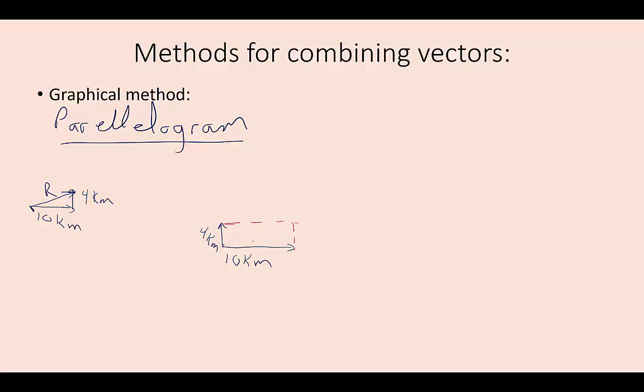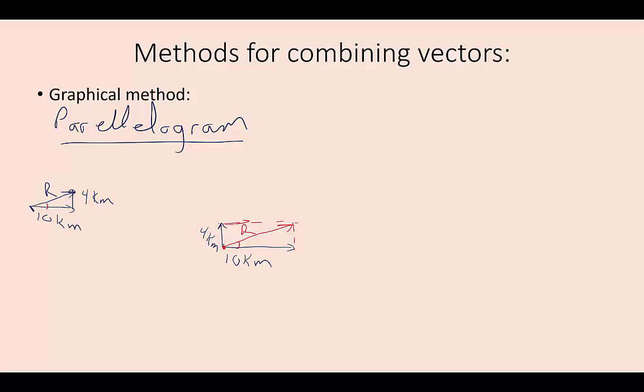Our resultant vector then goes from the origin of where our vectors are out to the opposite corner of our parallelogram. Now, this vector and the vector that we did previously with the tip-to-tail method should be identical. They should have the same angles here, and the resultant sizes should be the same.